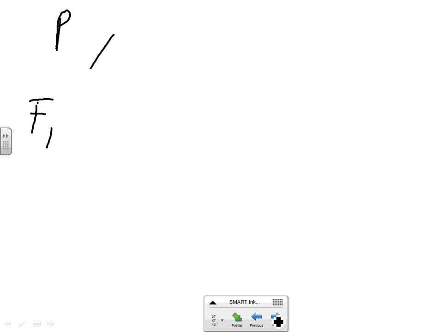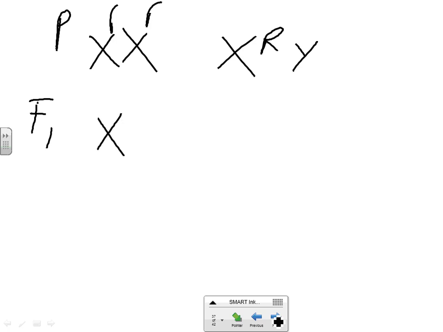So the P generation female, we might write like that, X little r, X little r. The P generation male, X big R, Y. We don't do anything with a Y because what kind of trait is it? X-linked. So in the F1s, all our females would be X big R and X little r. And all our males would be X little r and Y. We're not going to have time to finish these problems, but let's go ahead and draw the Punnett square to show what we should get in the F2.